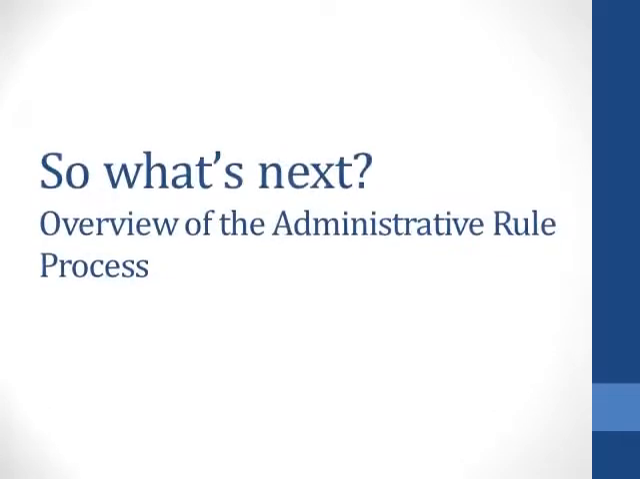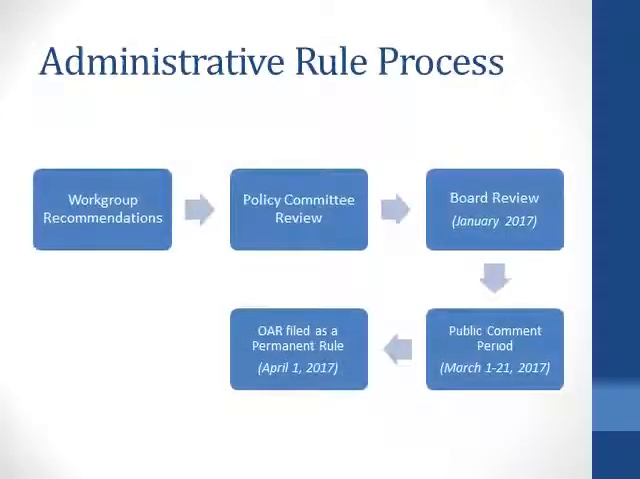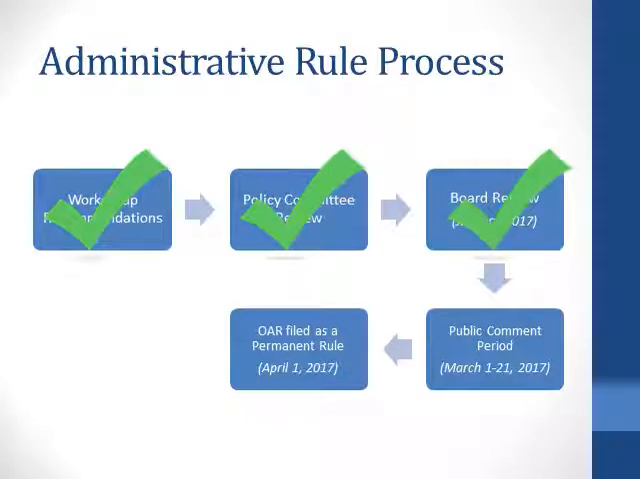Now that we've discussed all of the recommended changes, what happens next? The work group who developed these recommendations has concluded their work. The Telecommunications, Corrections, and Police Policy Committees have unanimously recommended the Board approve these recommendations at their respective meetings in November. On January 26, 2017, the Board unanimously approved the Policy Committee's recommendations to file the proposed administrative rule.